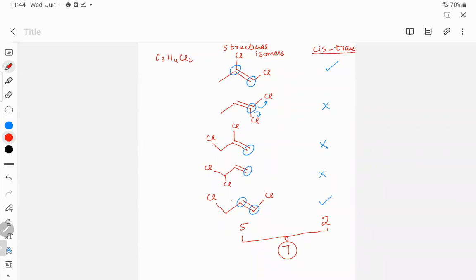So there are 5 structural isomers of dichloropropene, and out of 5, 2 form cis and trans. You have to remember that the one which shows cis and trans must have a carbon-carbon double bond, and that double bonded carbon is bonded to 2 different groups. So if there are 5 structural isomers and 2 show cis-trans, 2 more isomers make it 7 isomers. So that's why we have in total 7 isomers, which are structural and cis-trans.